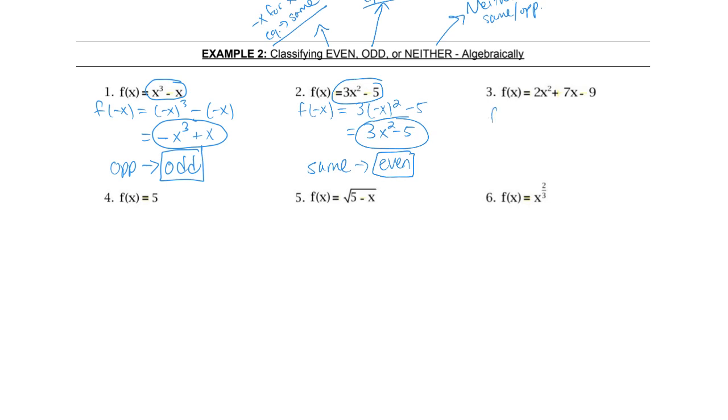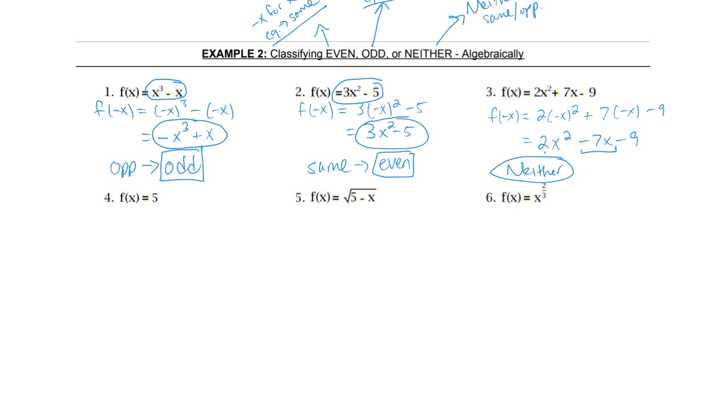All right. Next one, substitute in negative x. 2 times negative x squared plus 7 times negative x minus 9. Square, it stays the same. This changed. So this is the only one that changed, so it is neither. The 2x squared stayed the same, but the 7x changed. All terms have to either change or all terms have to stay the same to be even or odd. So it is neither.